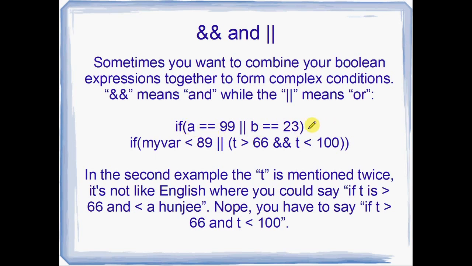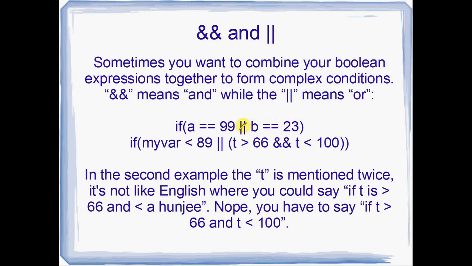The next statement after that is going to execute if either of the two is true. So if A is 99, it's going to execute. Or if B is 23, it's going to execute. If both of those conditions are false, the statement's not going to execute. But if one of them is true, or if both of them are true, then it's going to execute.